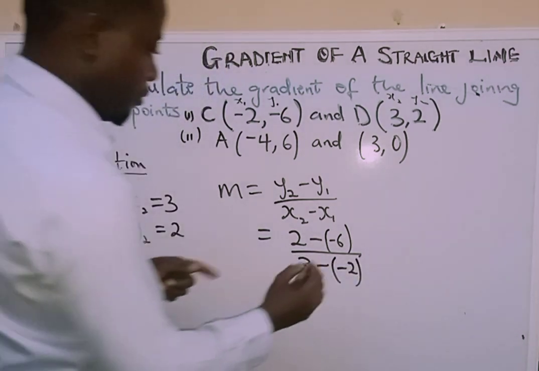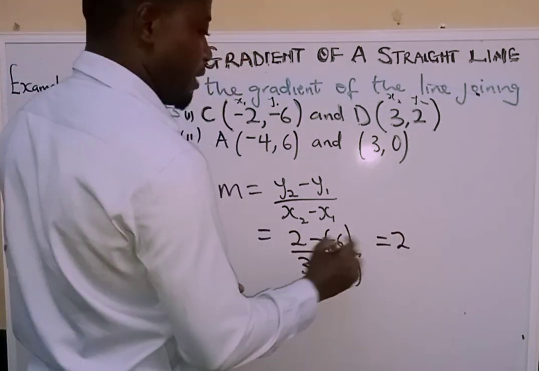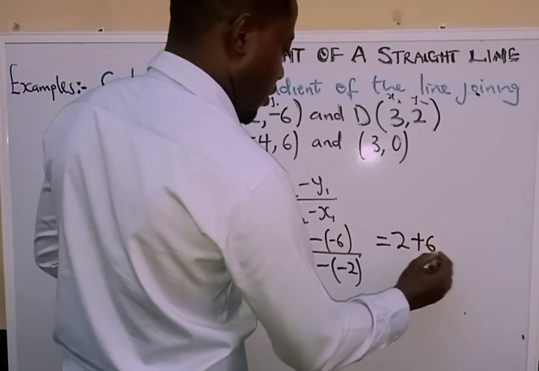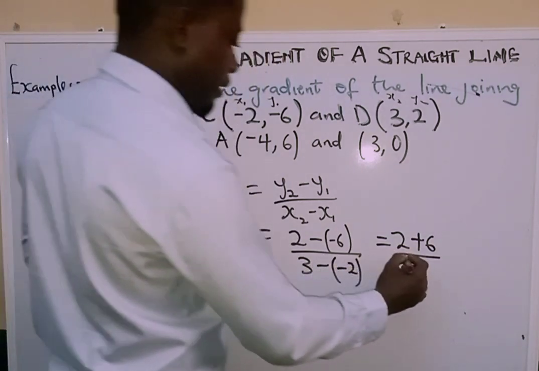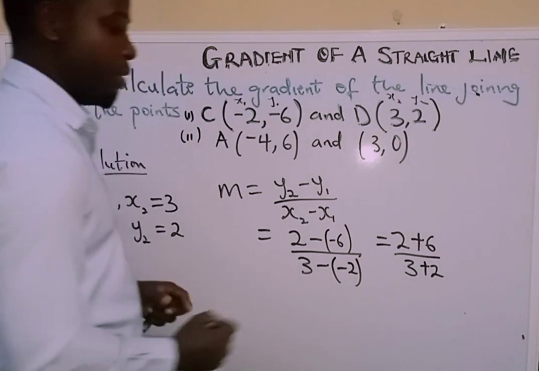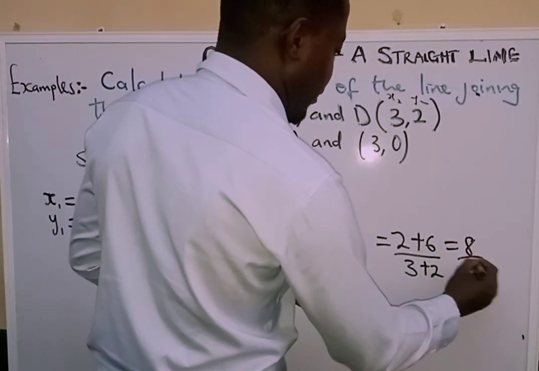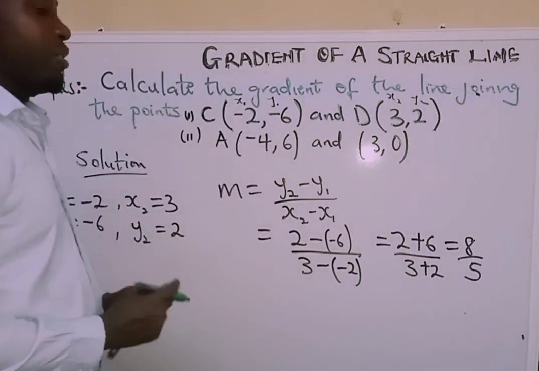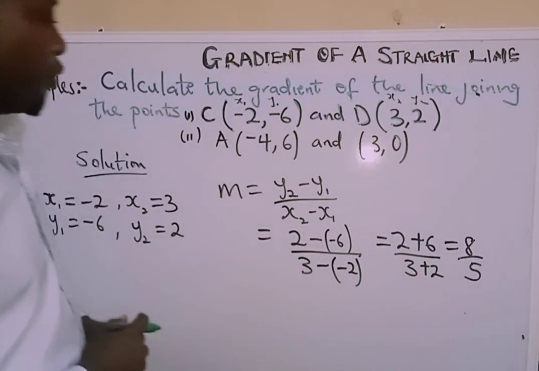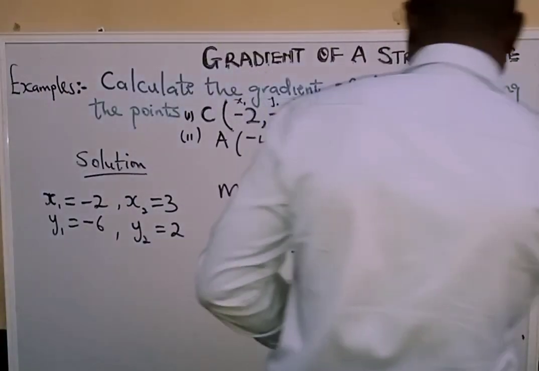Now the next thing to do is to have 2 minus times minus plus 6, all over 3 minus times minus plus 2. Then we are going to have 8 all over 5. So that's going to be our final answer for the first question. Moving on to the second question.